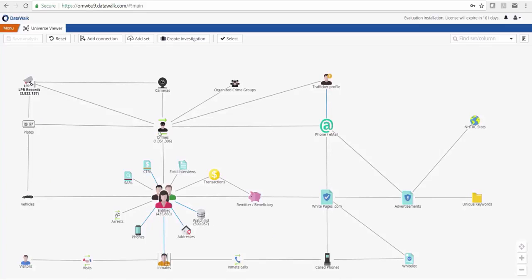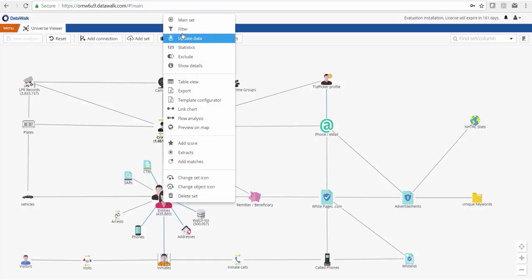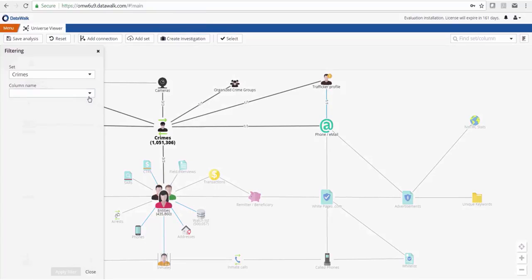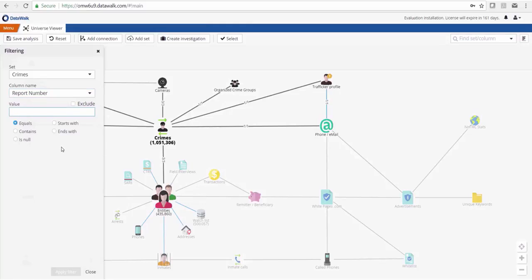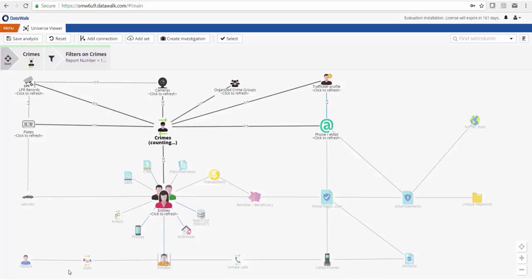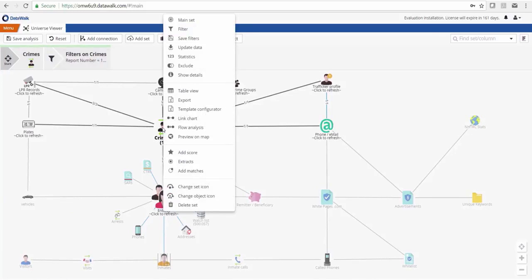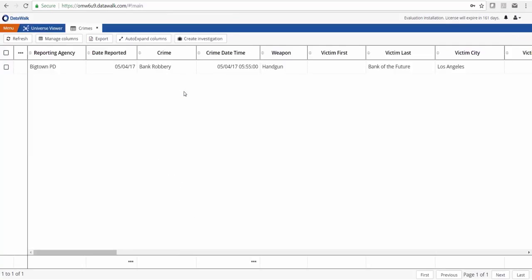In this particular case, we're interested in a specific crime, which is crime report number 101010. We know that that's the particular crime of interest, and we can take a look at that crime. And we see that this is a bank robbery where a handgun was involved at the fictitious Bank of the Future in Los Angeles. And I'll mention here that all of the data that you'll see in this demo is fictitious.